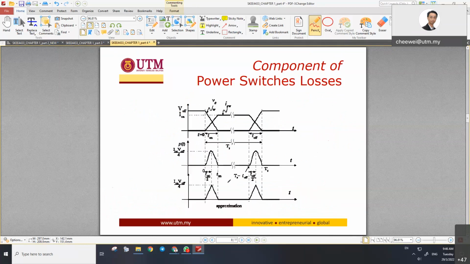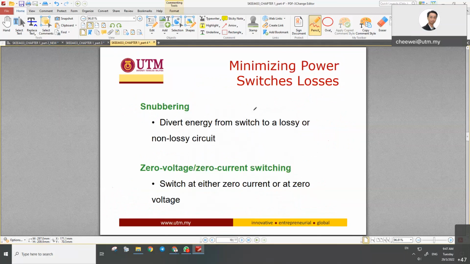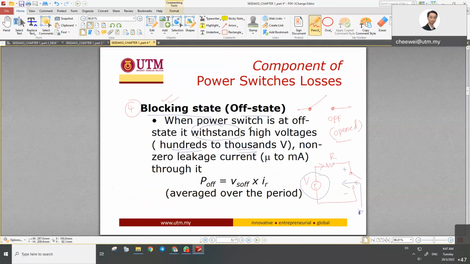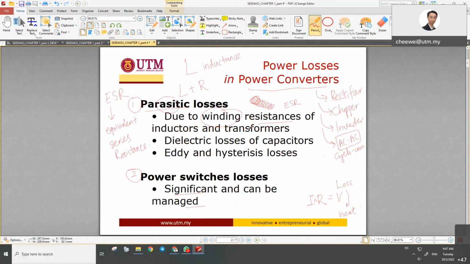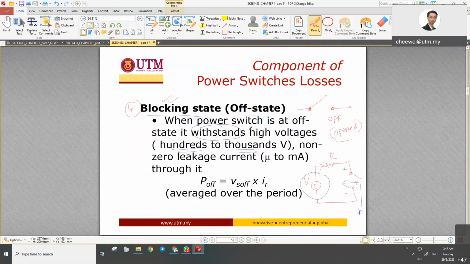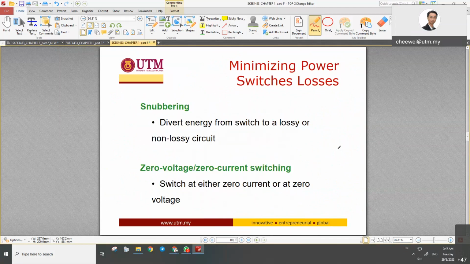Okay, from the same pictures shown just now, you can calculate the on time and off time and estimate the loss in terms of power. After finishing the 5 categories, we remember 5 losses categories. Still remember what are the 5? Parasitic, switch loss, forward conduction, blocking state, and finally switching loss. Then we need to know also how to minimize the switch loss.